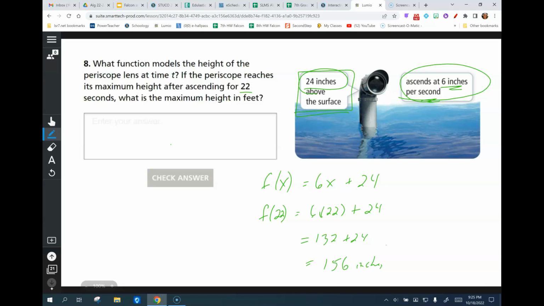But it says it wants to know the height in feet. So if I have 156 inches, I want to get rid of inches, and I want feet. So that means I'm going to cancel out my inch. Oh, wait, put it in there first. So I have 12 inches per 1 foot. So I have to put it diagonally like this so my inches cancel. Then I multiply across, or I can just divide. 156 over 12 gives me 13. So 13 feet. They wanted it in feet.